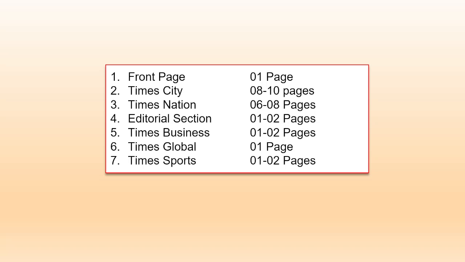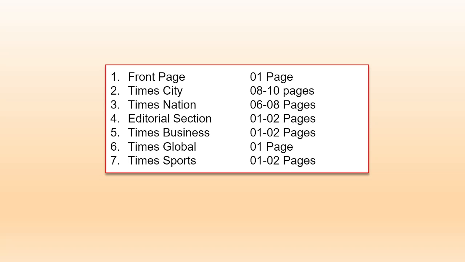After Times Nation, there is one section called the editorial section. The Times of India most of the time has only one page, but if you read the Indian Express or the Hindu, you find they have 2 pages for the editorial section. Then after the editorial section, on the left hand side the editorial section is there, and on the right hand side you find the section Times Business. It can have 1 or 2 pages, depending.